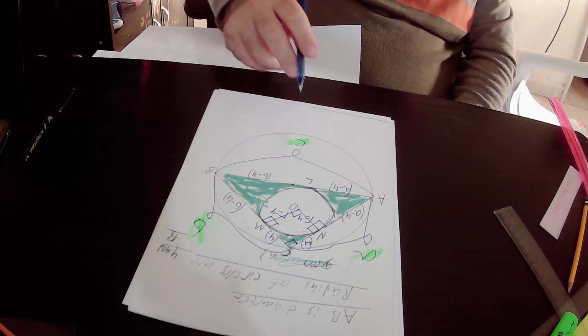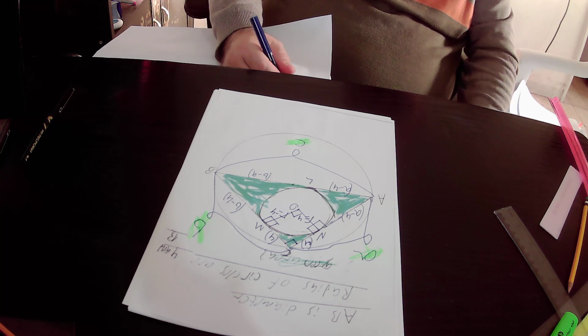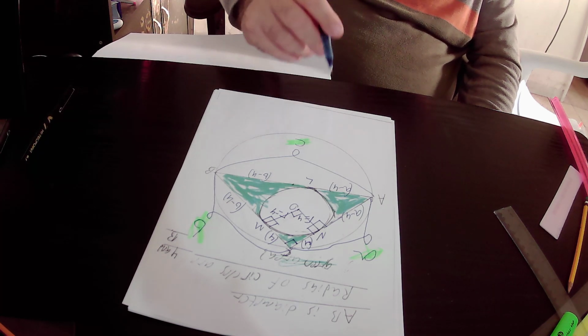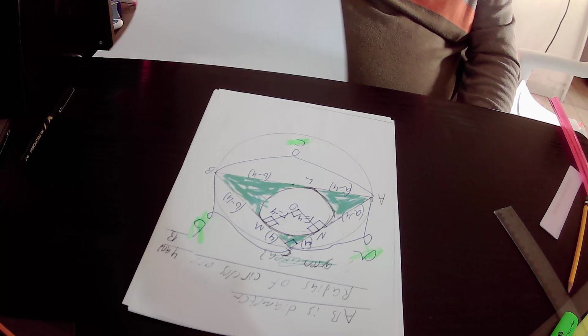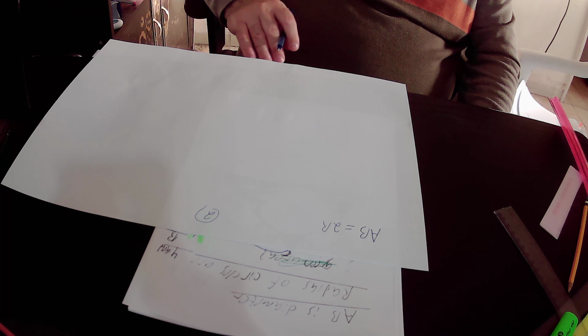So here, AB is the diameter of the big circle. It means that AB is twice as long as the radius. If the radius of the big circle equals capital R, then AB will be equal to 2 times capital R, because any diameter is twice as long as the radius. So AB equals 2 times capital R.